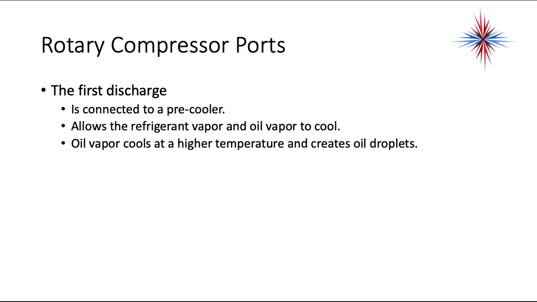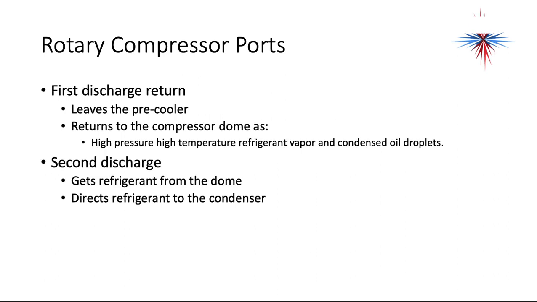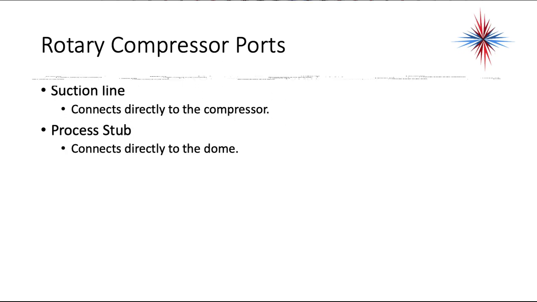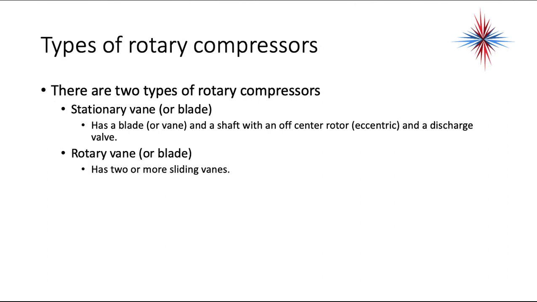The first discharge port is connected to a pre-cooler. It allows the refrigerant vapor and the oil vapor to cool. The oil vapor cools at a higher temperature and creates oil droplets. Then we have the first discharge return. The refrigerant leaves the pre-cooler. It returns to the compressor dome as a high pressure, high temperature refrigerant vapor and condensed oil droplets. The second discharge gets refrigerant from the dome and directs the refrigerant to the condenser. The suction line connects directly to the compressor, and there's a process stub that connects to the dome.